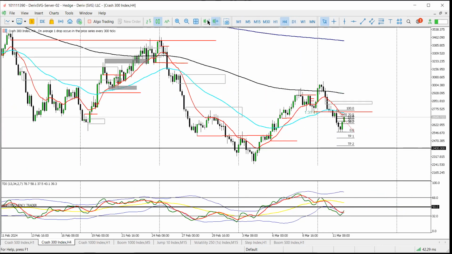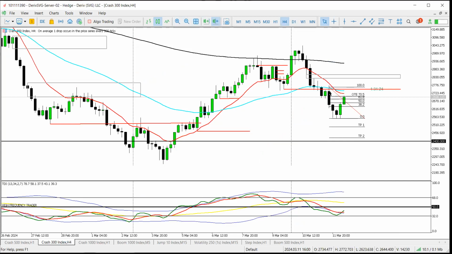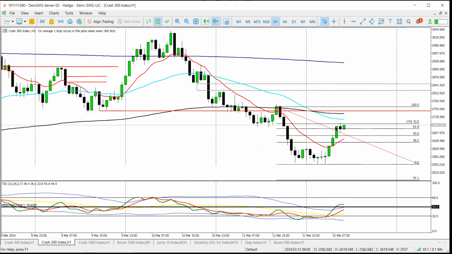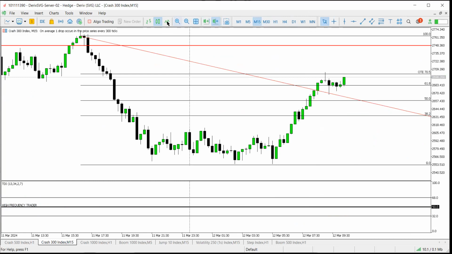So let's see. All we need now is an entry. Nice fair value gap there. If we run our fib from this low to this low, we are currently on the optimal trade entry. We're currently inside a 4-hour supply zone. Yes. So all we need right now is price to give us a pattern on M15, then we can take a sell.